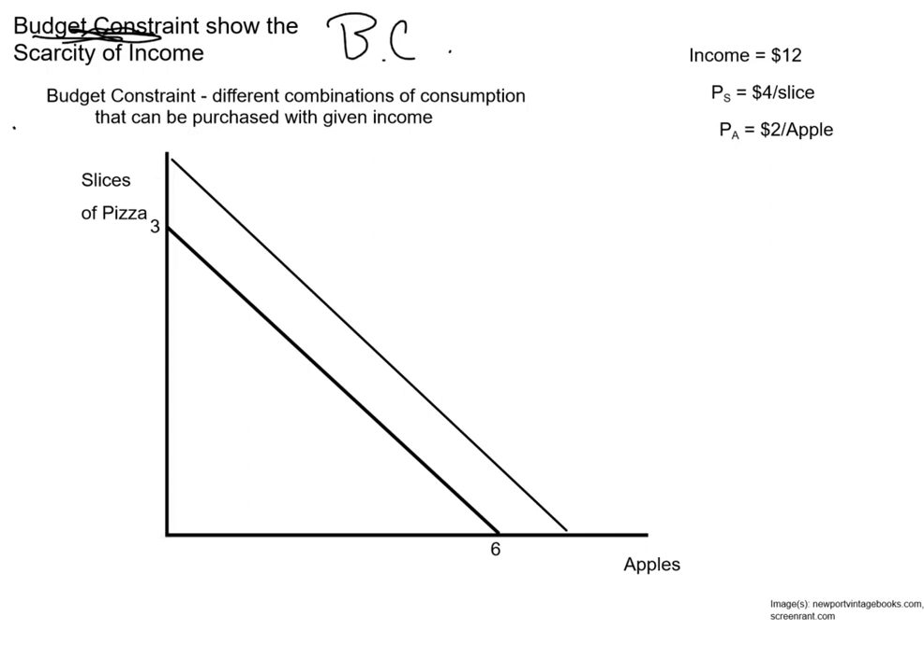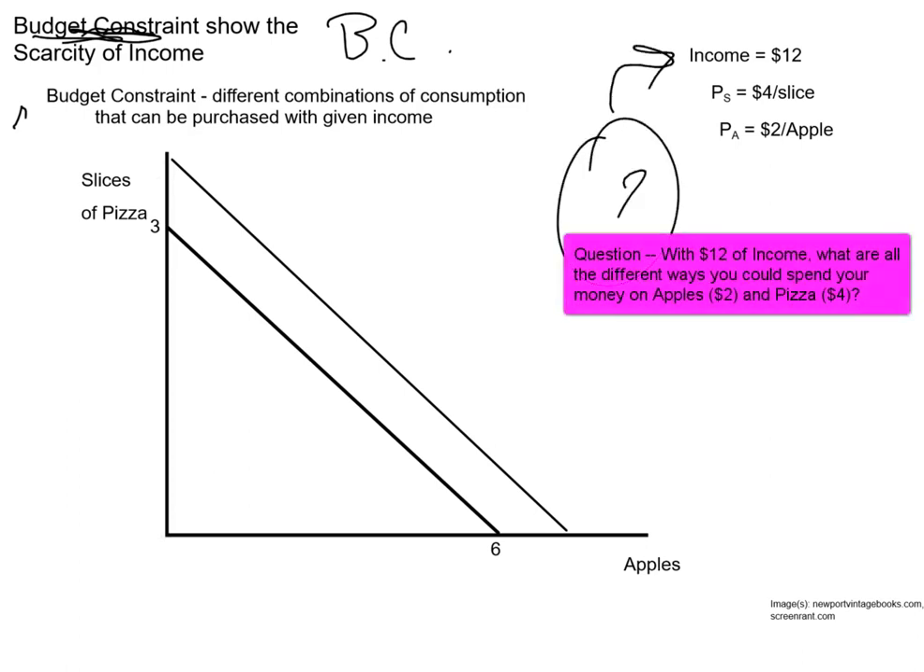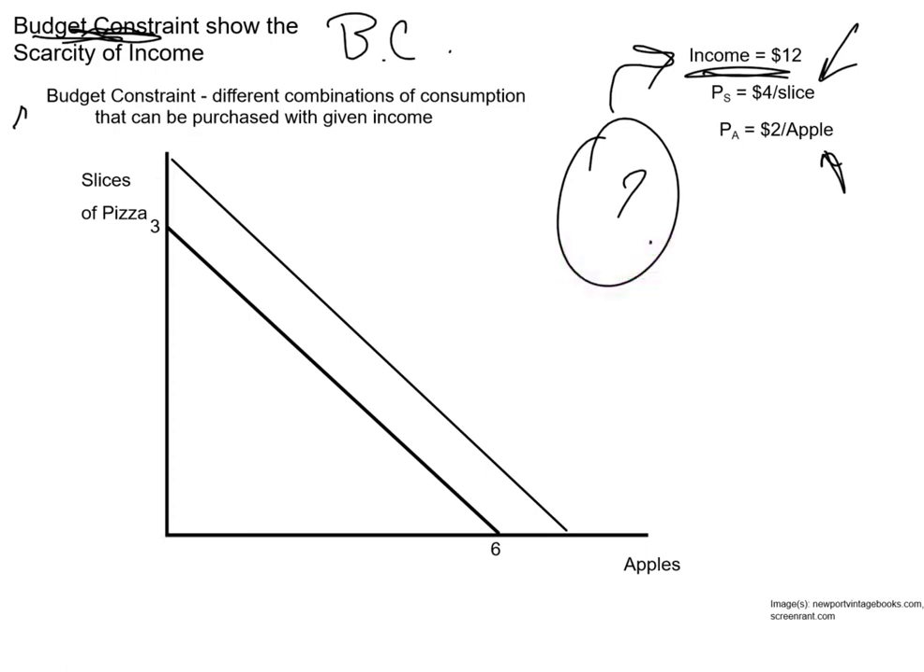What a budget constraint does is it shows different combinations of goods that can be purchased with a given level of income. So question real quick, if we've got $12 of income, what are all the different ways that you could spend your money on buying apples or slices of pizza? What are all the different ways that you could spend $12 given those prices? When you've listed out all those different ways that you could spend your money, what you came up with was different points on a budget constraint. A budget constraint just simply is a graph that shows all the different ways that you could spend your money, right?